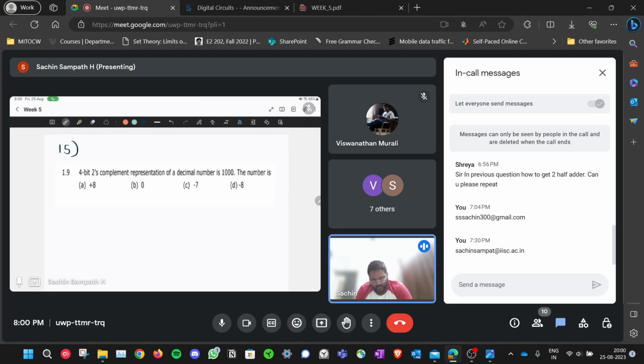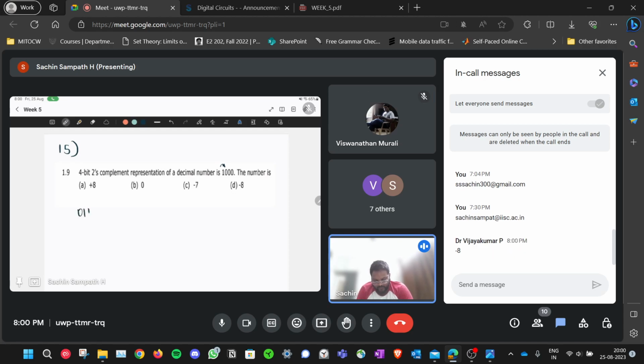Okay, the 4-bit 2's complement representation of a number is 100. What is the number? This you can simply tell, you don't need to work it out. What's this number? It's not 0. See, there's a 1 right in the MSB, so it should be a negative number, right? Is it minus 7?